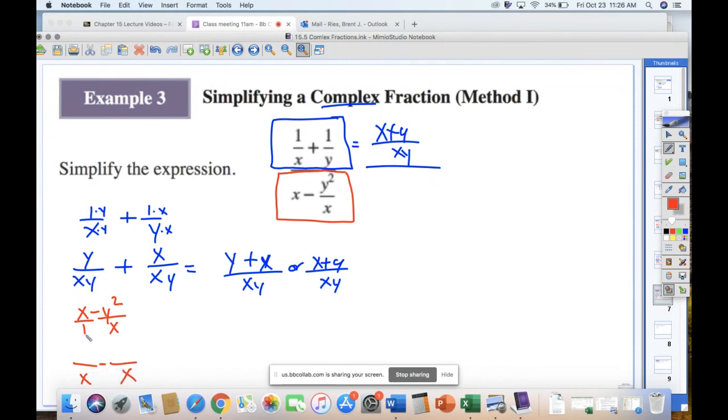Keep that minus sign. How did I go from 1 to x? Well, I took it times x. So I better take x times x, and I get x squared. X times x is now x squared. How do I go from x to x? Well, it's just times 1, so the numerator, this fraction, isn't actually changed at all. It already has the common denominator. So we end up with x squared minus y squared over x.